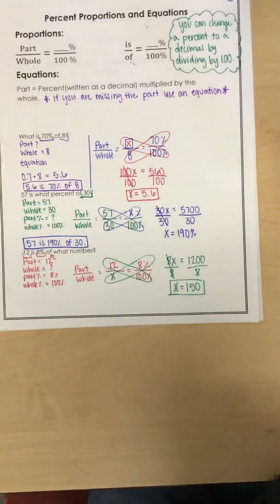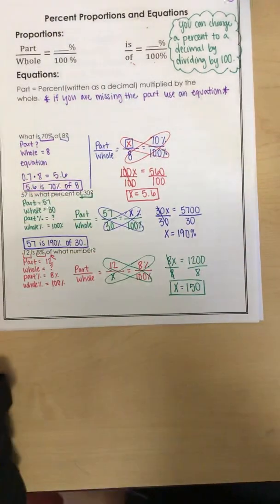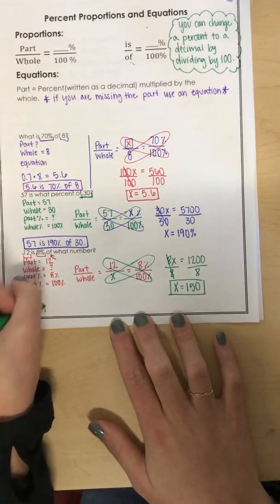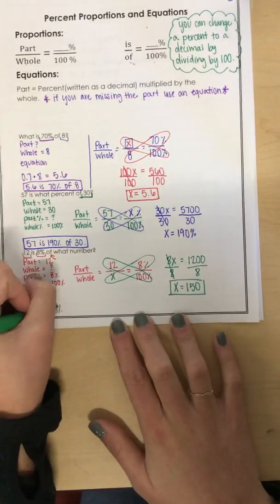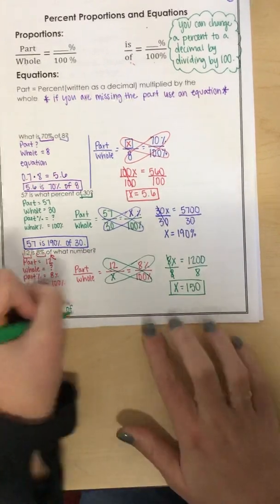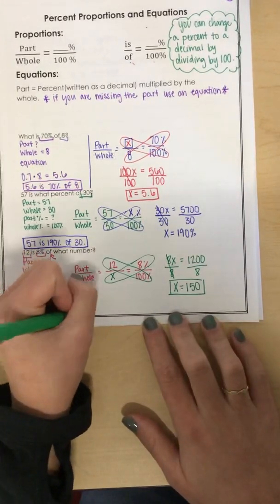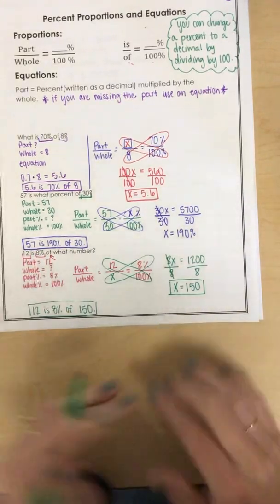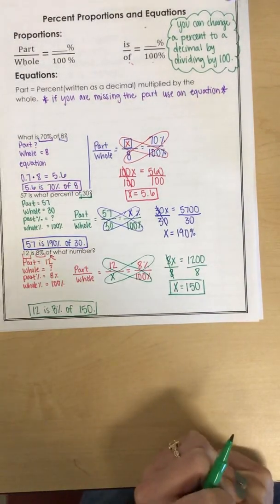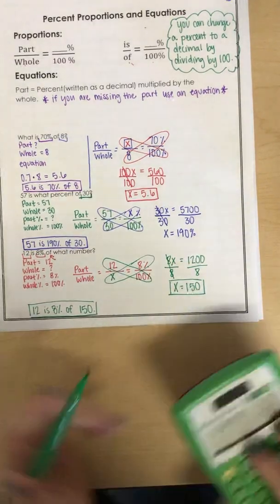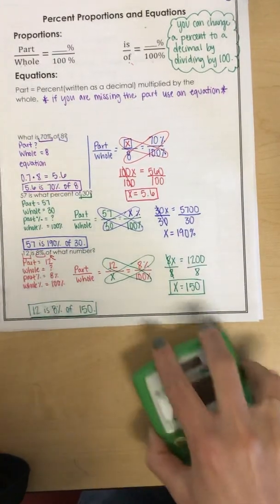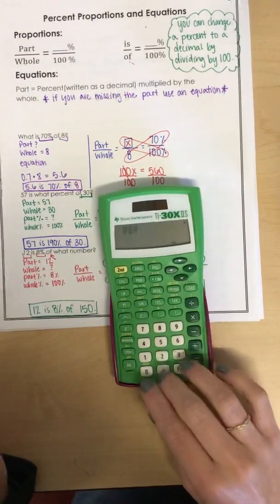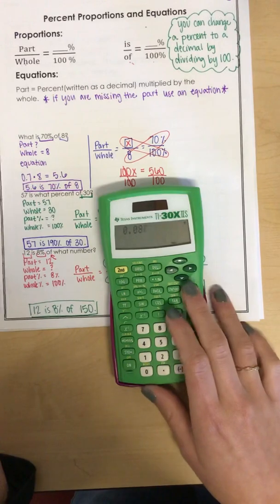So in this situation, it says 12 is 8% of 150. And that's going to be our final answer. We looked and we found the whole. Now, one way you could check this is you could find 8% of 150 and see if your answer is 12. And if you do that, then you know that you got the right answer.